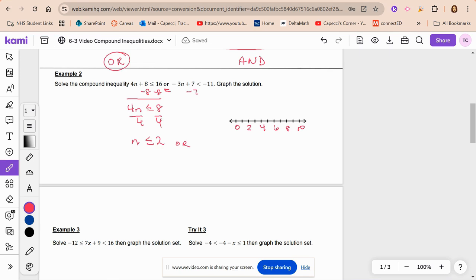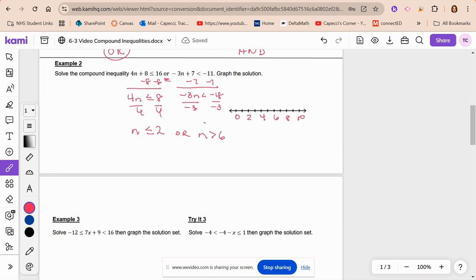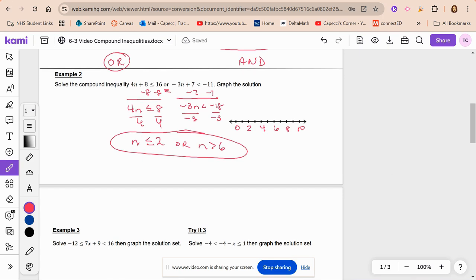I'll solve the other inequality. Subtract 7. So I'm left with -3n is less than -18. Divide both sides by -3. Now remember, when we divide or multiply by a negative number, we change the direction of the sign. So our solution set here is all numbers less than or equal to 2, or the numbers that are greater than 6. We have a closed circle here to the left, and then at 6, we have an open circle to the right. That's where our or is. It's one or the other.